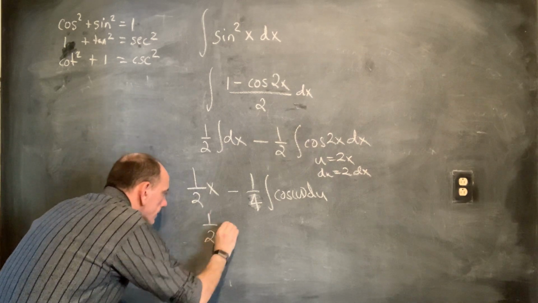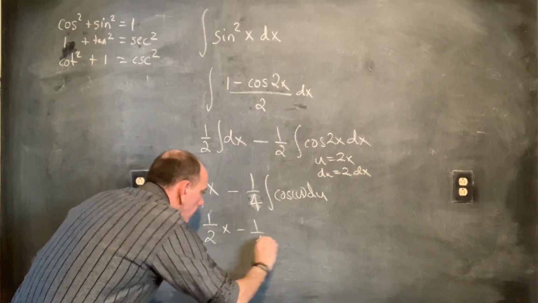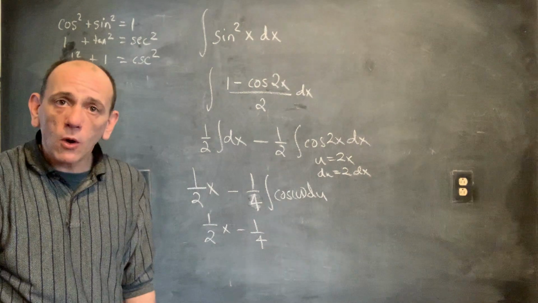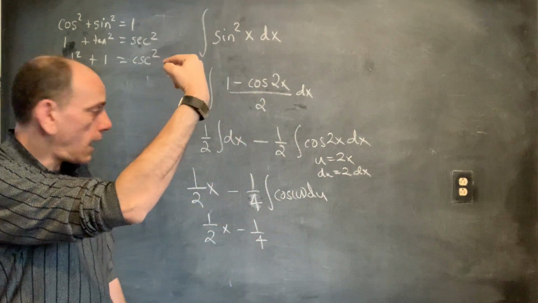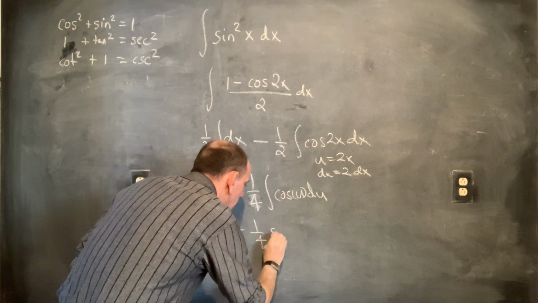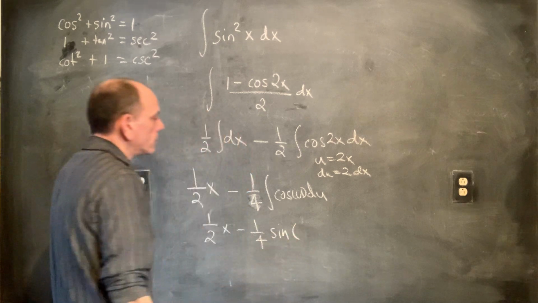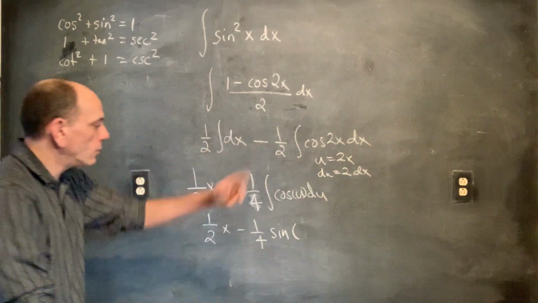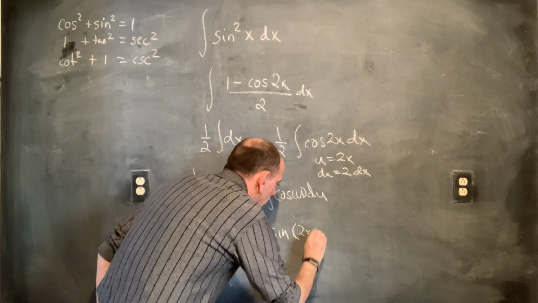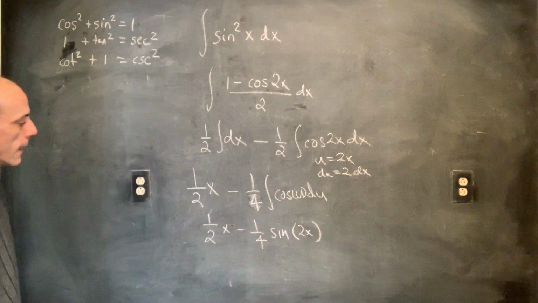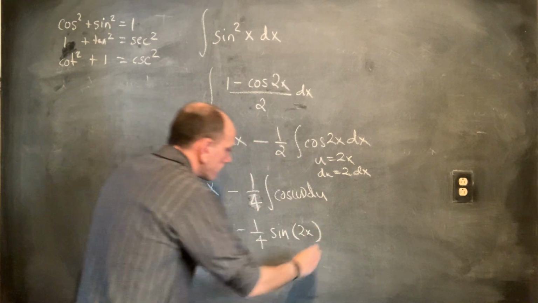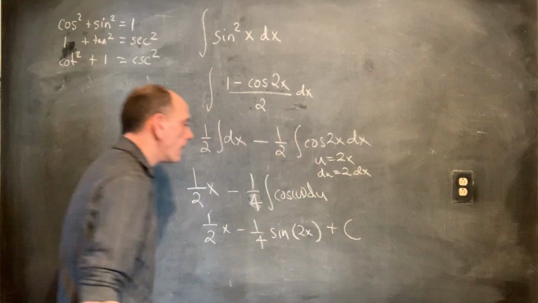So 1/2 x minus 1/4. The integral of cosine is sine. Sine of u, I might as well save myself a line. u is just 2x. Plus c. And we're done.